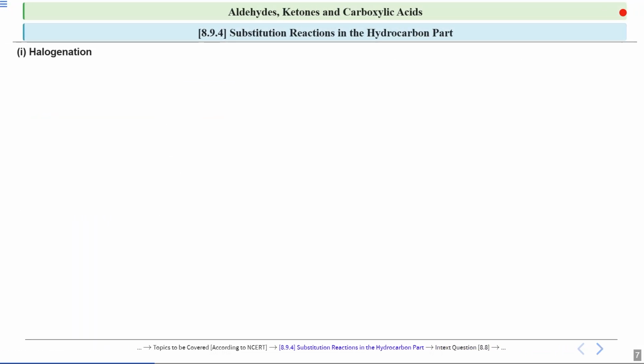Now students, we are going to see the mechanism of the Hell-Volhard-Zelinsky reaction. I told you that from carboxylic acid you get alpha halocarboxylic acid. But how is the mechanism happening? So one by one we are going to discuss this mechanism.